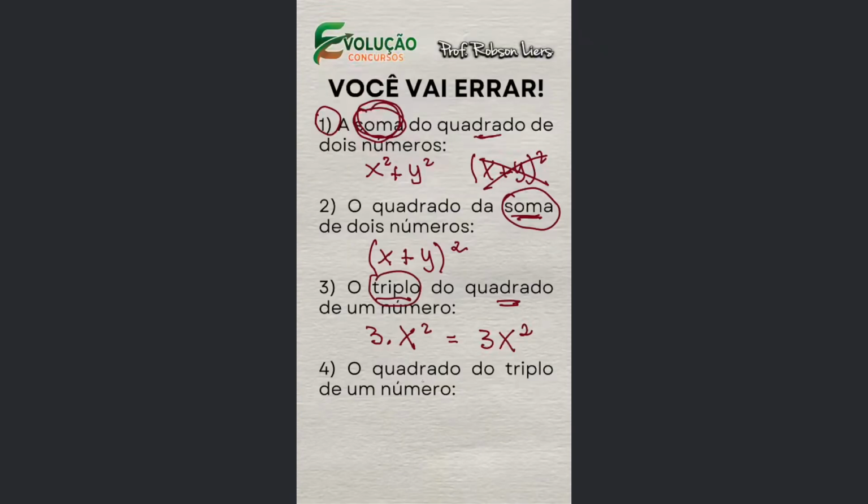Now, look at 4, the square of the triple of a number. Now, yes, the question is asking for the square of the triple. We're going to take the triple of a number, which is 3x, and we're going to square that. So 3x all squared, which is the square of the triple, different from question 3, which is the triple of the square of a number.